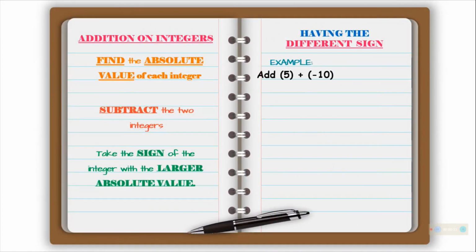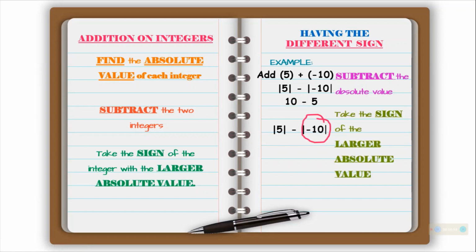Next, add 5 plus negative 10. So, we will subtract again the absolute value. So, the absolute value of positive 5 is 5. Then, minus the absolute value of negative 10 is 10. So, baligtad na naman, pwede naman natin siyang baligtarin. So, magiging 10 minus 5 is equal to 5. Then, take the sign of the larger absolute value which is negative. So, the answer is negative 5.